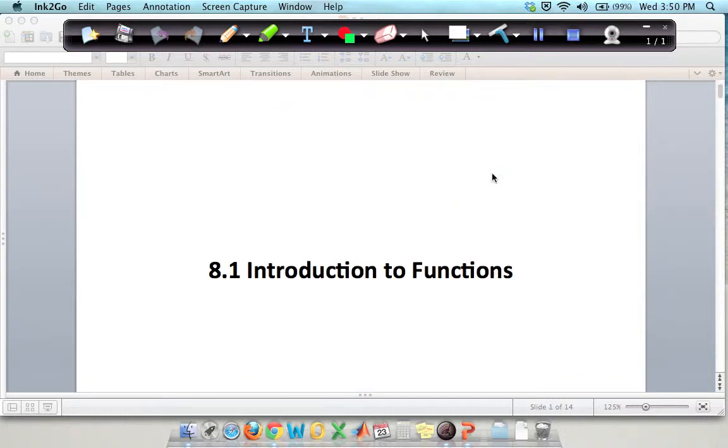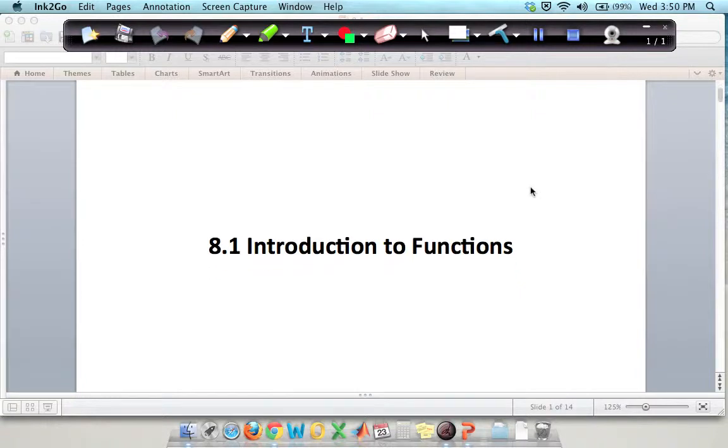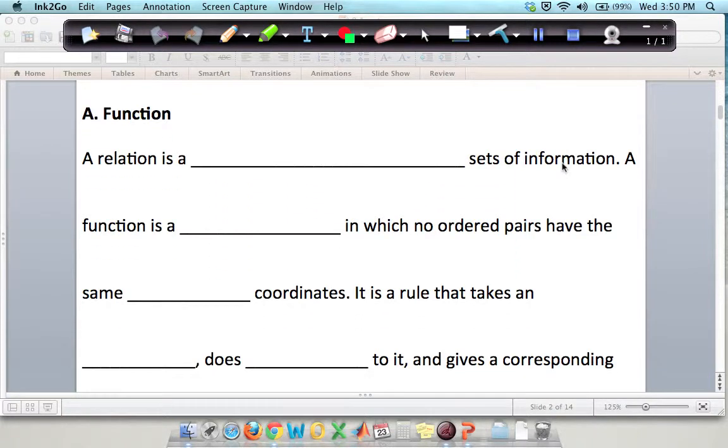Okay, we're going to look at 8.1, Introduction to Functions. So we're going to talk about what is a function, and then we're going to graph different types of functions.